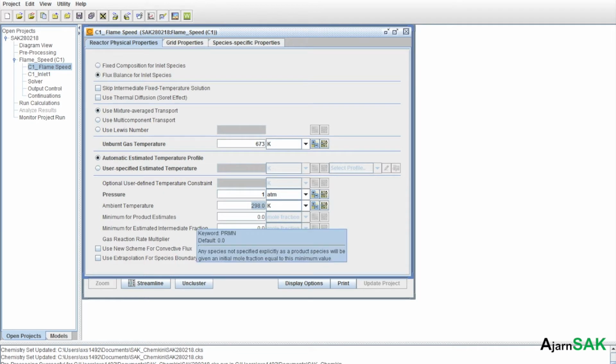For example, minimum for product estimates. These are all details if you want to add them, but we don't need that. Basically, this is done, and we can go to the grid properties.